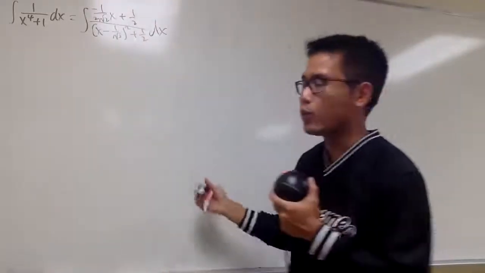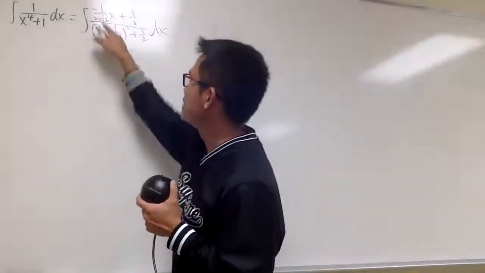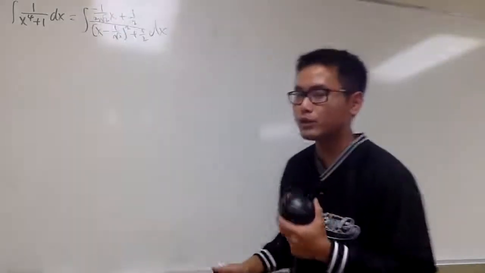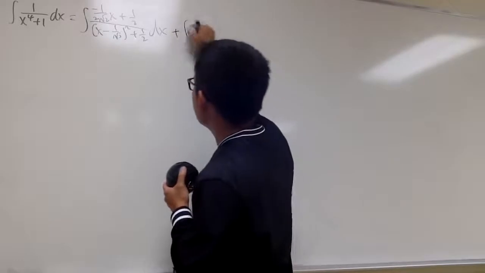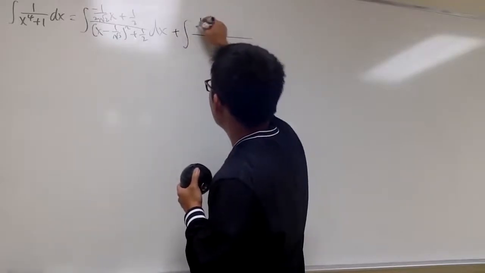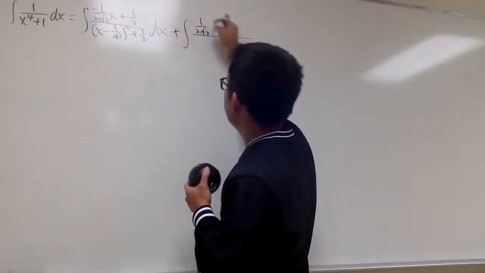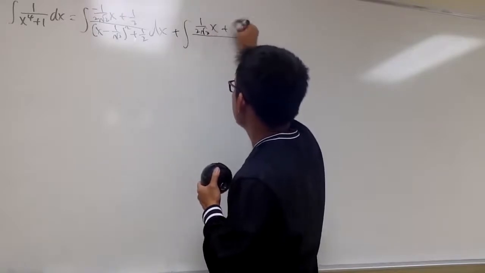And then for the second integral, you know it's going to be similar, but instead of the minus here, we have the positive version, right? So that means we can say let's add another integral, which is we have 1 over 2 square root of 2, and this is positive version, and then we have the x, and this is still positive 1/2.